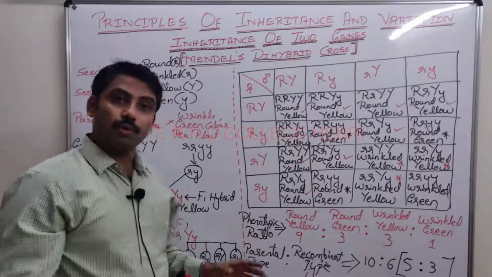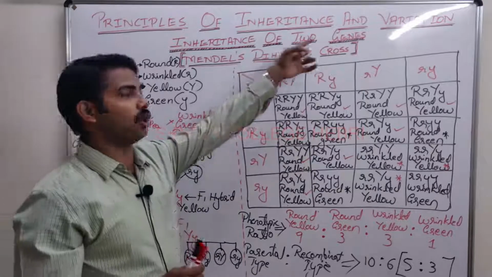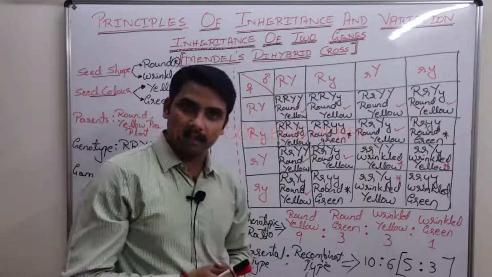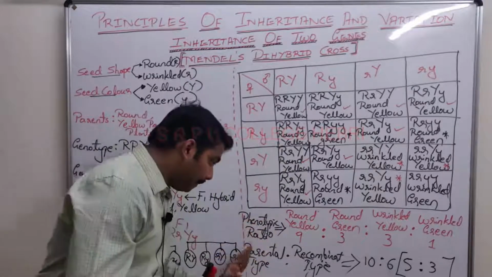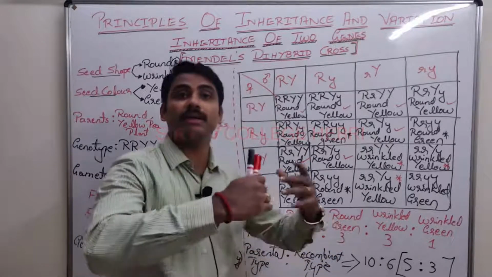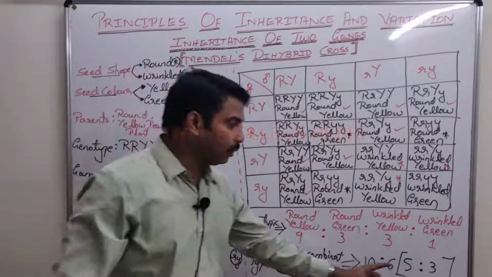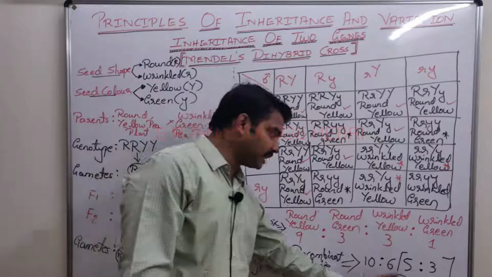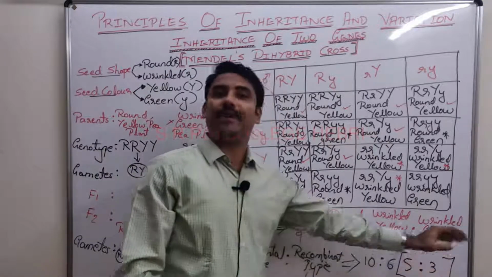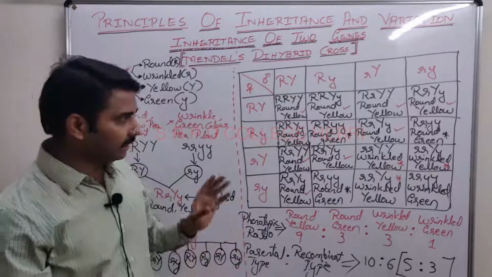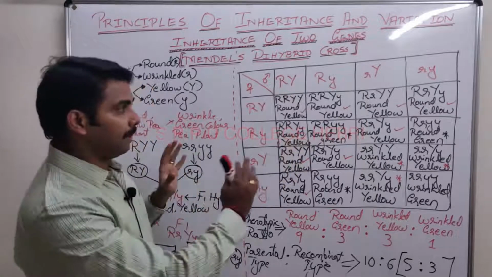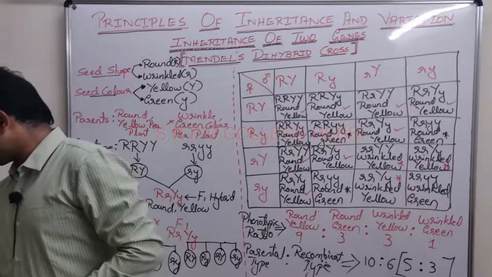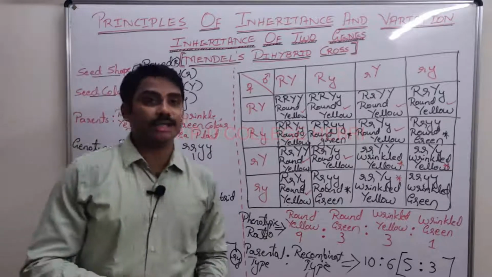If they ask you, in dihybrid cross or inheritance of 2 genes, experiment performed by Mendel, what is the parental to recombinant type ratio? Then your answer is 5:3. Okay, 10:6, which can be simplified and written as 5:3. Is that clear? So this is all about Mendel's dihybrid cross or the inheritance of 2 genes. One of the highly expected questions.